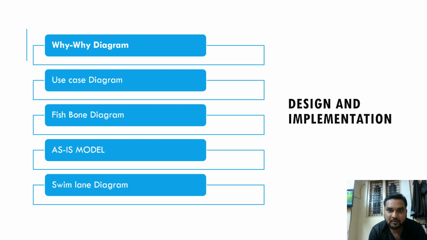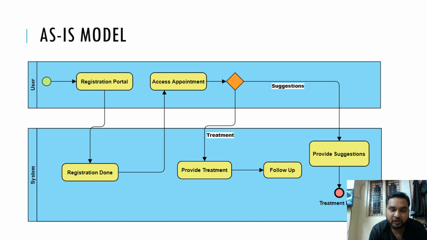Moving to next slide, it is design and implementation. In the design and implementation, we used several diagrams like Y diagram, use case diagram, fishbone diagram, as-is model, swim lane diagram. When we move to next slide, it is as-is model. As-is model is, simply put, maps where your process is, or to-be maps where you want it to be.